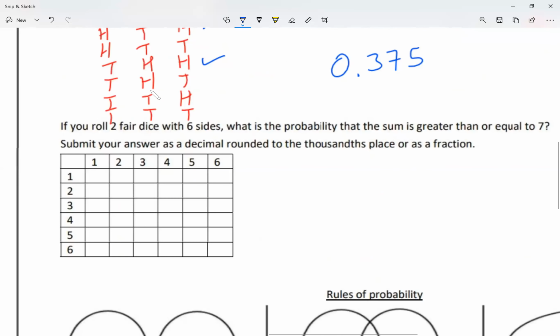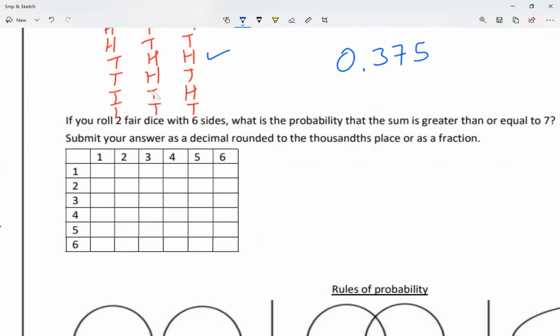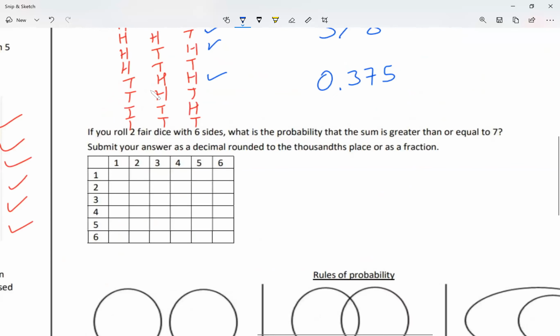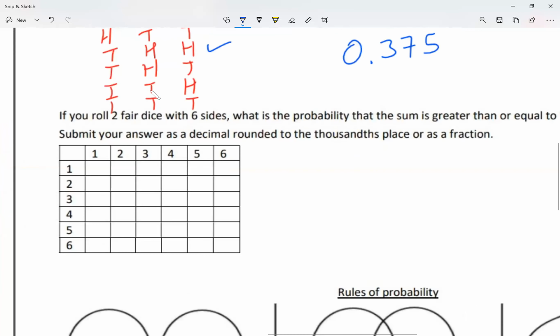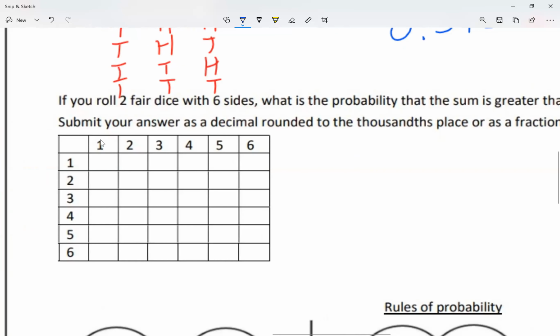Let's do another example. If you roll 2 fair dice with 6 sides, what is the probability that the sum is greater than or equal to 7? Submit your answer as a decimal rounded to the thousandths place or as a fraction. Okay. So notice how on the top I did my first die. I get 1, 2, 3, 4, 5, or 6. And my second die here, I get 1, 2, 3, 4, 5, or 6.